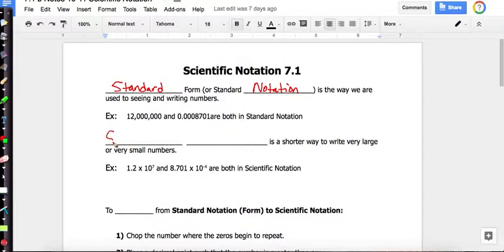So scientific notation is a shorter way to write very large or very small numbers. So both of these down here are examples to write these two numbers in scientific notation. So we have 1 and 2/10 times 10 to the 7th, and 8 and 701 thousandths times 10 to the negative 4th.